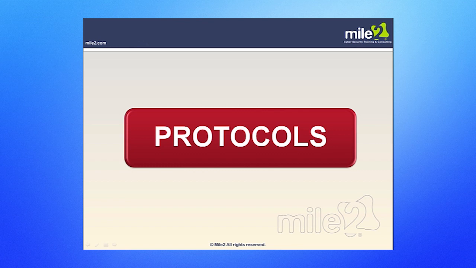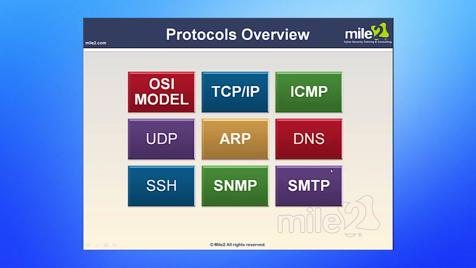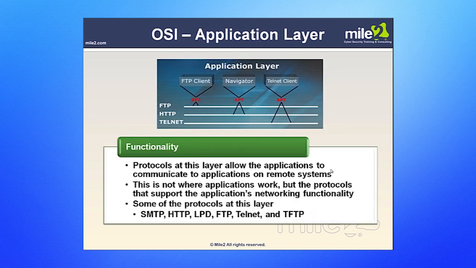Welcome to Protocols. In this chapter, we'll be looking at the OSI model, TCP/IP, ICMP, UDP, ARP, DNS, SSH, SNMP, and SMTP.